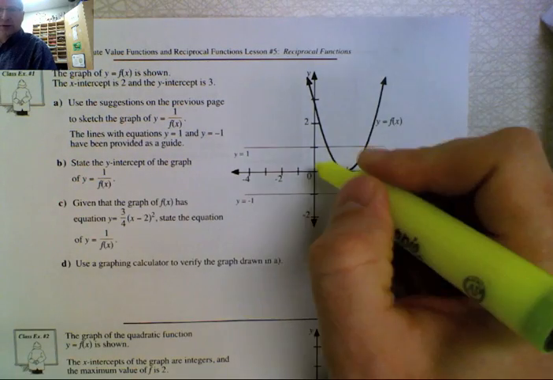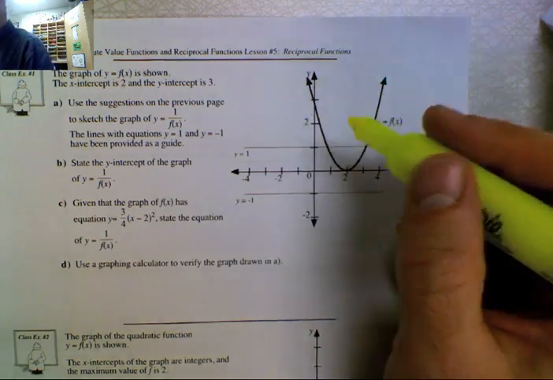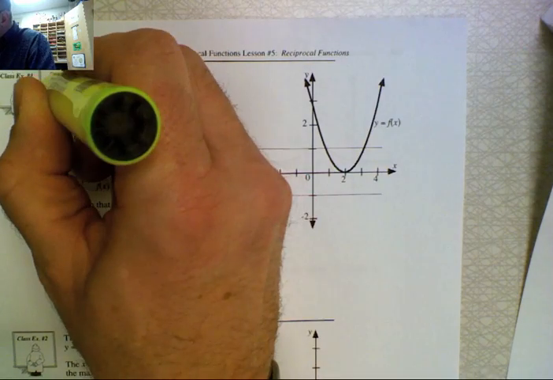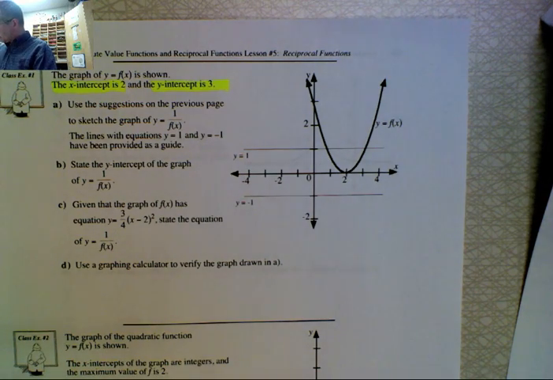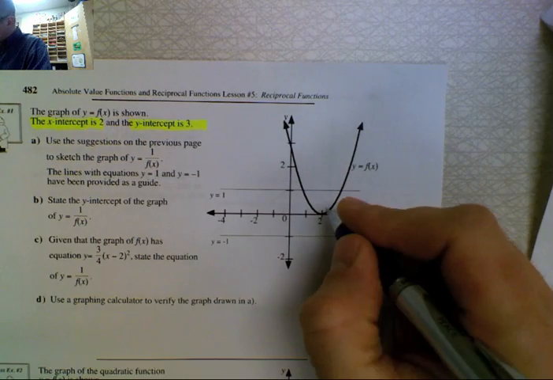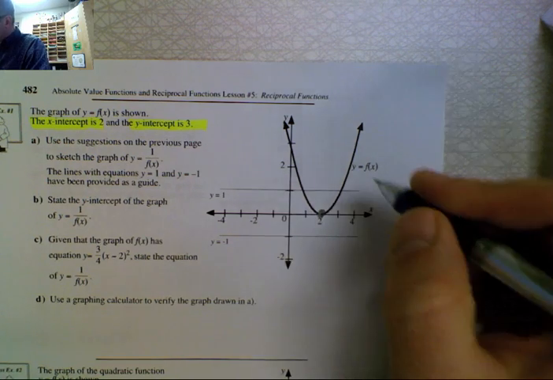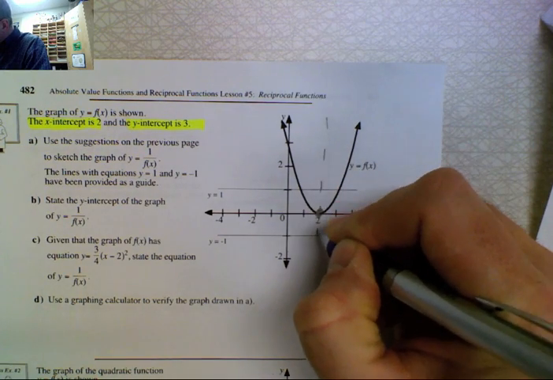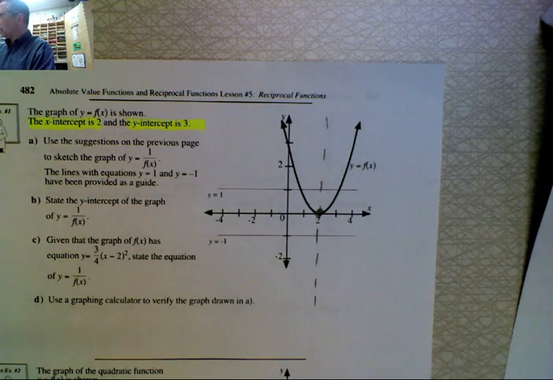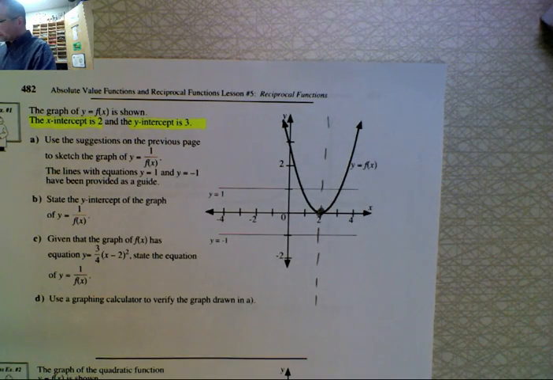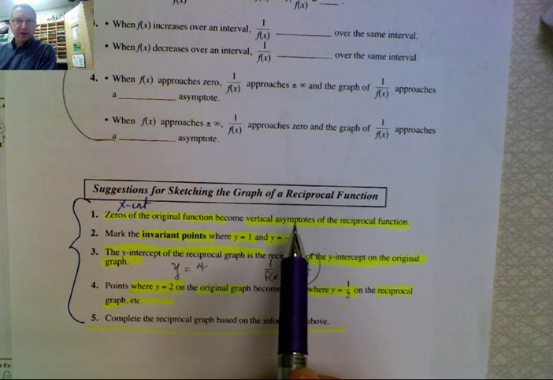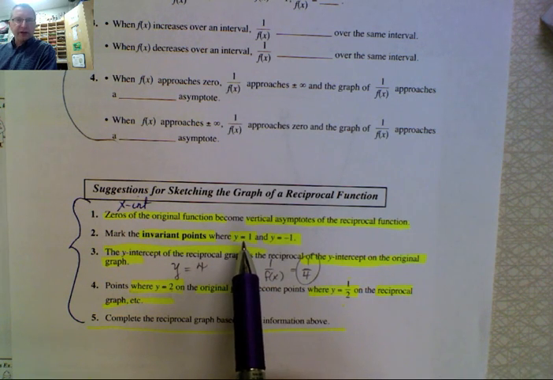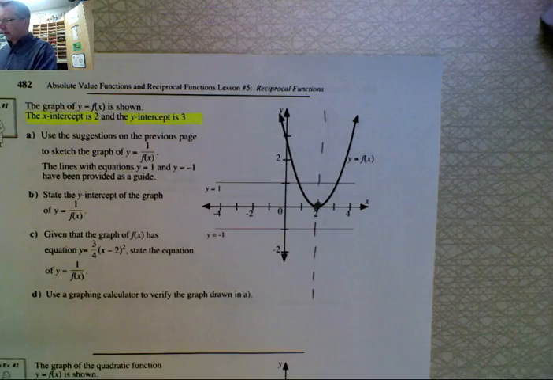They give us an original function. They don't give us its equation, but they give us a graph of it. They tell us the x-intercept is at 2 and the y-intercept is at 3. So basically, where we have an x-intercept is going to become a vertical asymptote of our new graph. That's one thing we know, and that was step 1. If we go back to these steps, it says step 1, the x-intercept becomes a vertical asymptote. It says mark your invariant points where y equals 1 and y equals negative 1.